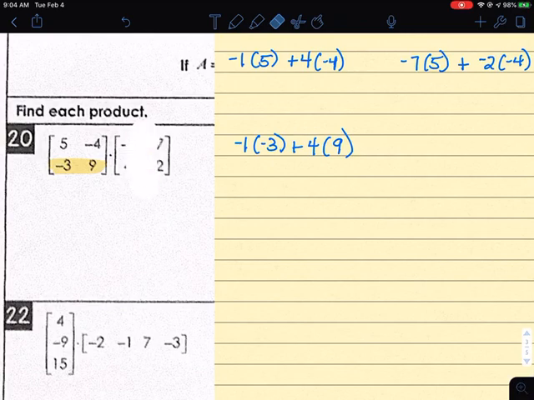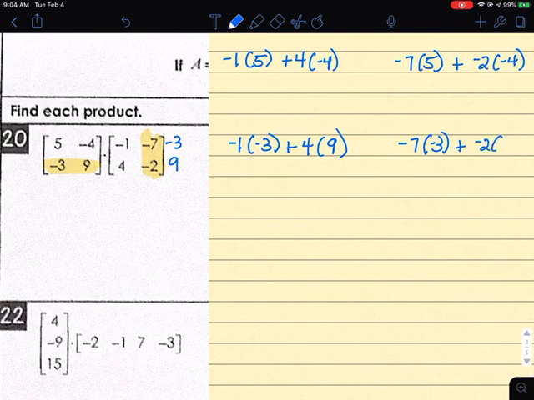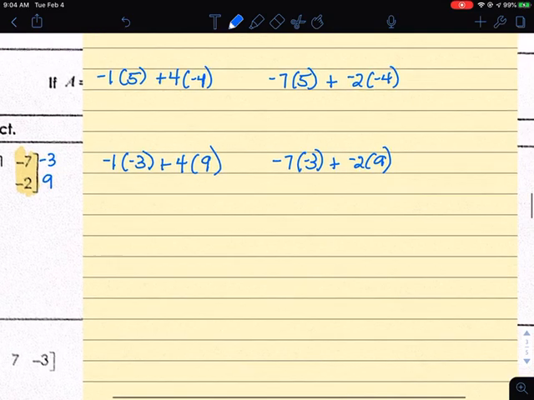All right, now that I'm done with the second row and the first column, now I have to work on the second row and the second column. So in my work, I go down to the second row, but then I move over to the second column. Rotate my row, and I'm going to multiply -7 times -3 plus -2 times 9. Now we're going to go back in and simplify all of that in my work here.